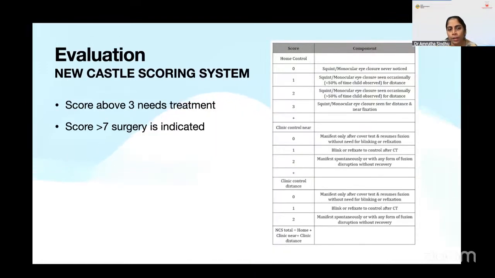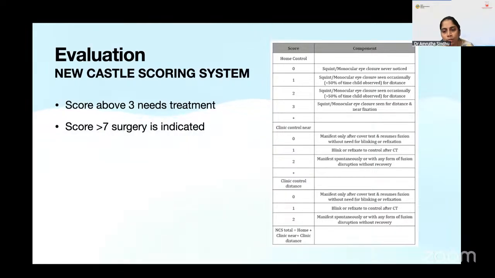There is one more way of evaluating intermittent exotropia, called the Newcastle scoring system. In this, we take into account home control and clinical control. For home control, you explain to the parents to see how often the child is deviating, and they note it down in a book and come back. You score 0 when there is no deviation at all. A score of 1 is given when the child occasionally deviates for distance, that is, less than 50% of waking hours. A score of 2 is given when more than 50% of the time the child squints for distance. And a score of 3 is given when the squint is seen even for near. So that is the home control.